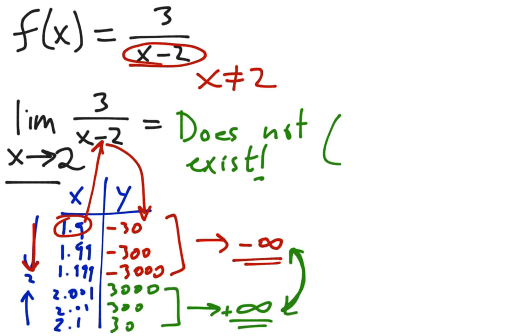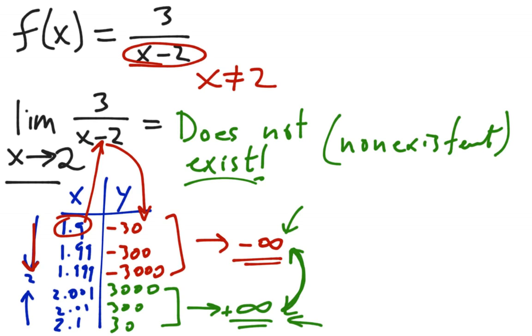You might also see that written as non-existent limit. And that's because if you take the limit from the left and the limit from the right, and if they're not the same, then the limit can't exist, because the limit can only be one number. Now, I just said something about the limit from the right and the limit from the left. What does that mean?